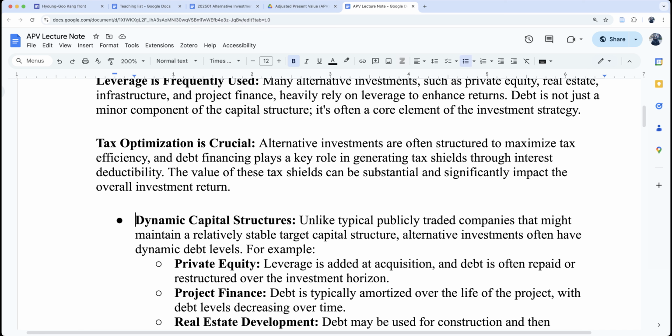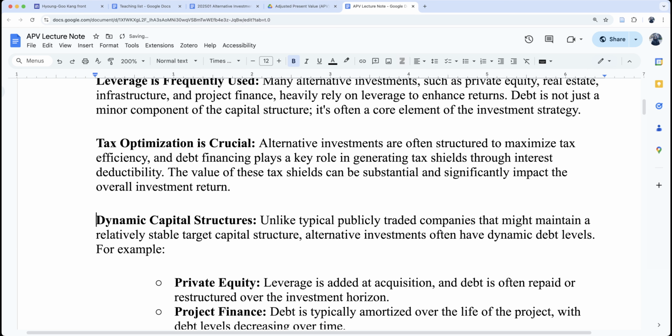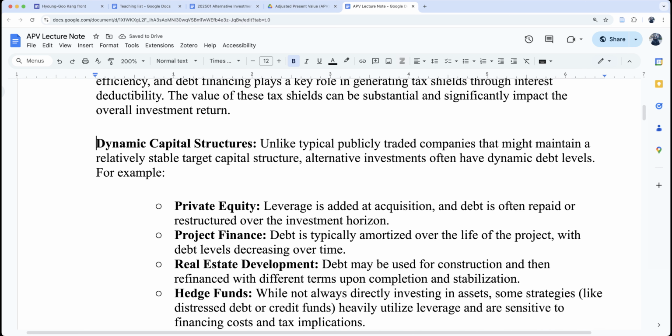Next, dynamic capital structure. Unlike typical publicly traded companies that might maintain a relatively stable target capital structure, alternative investments often have dynamic debt levels. Why dynamic debt? Why does the debt level change over time? Because that's the way they create value. If it is stable over time, they are doing nothing.